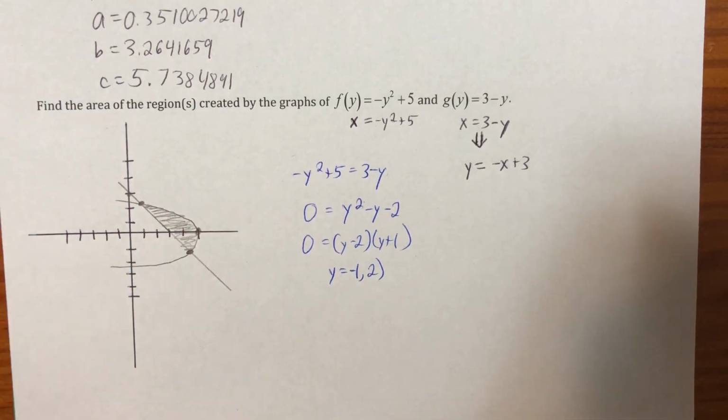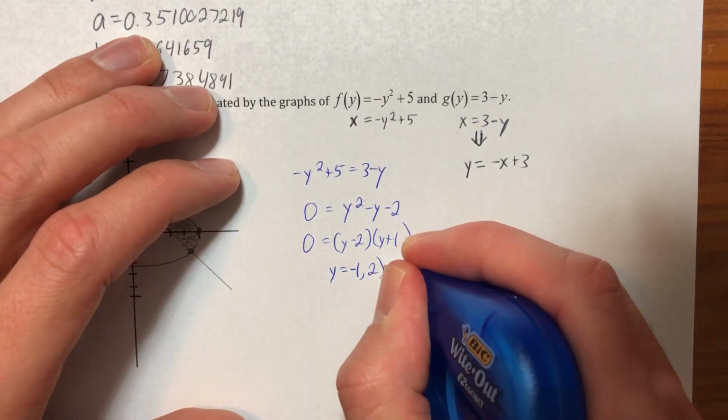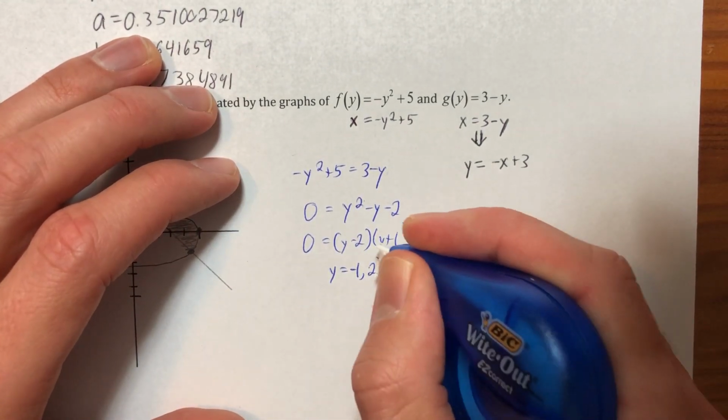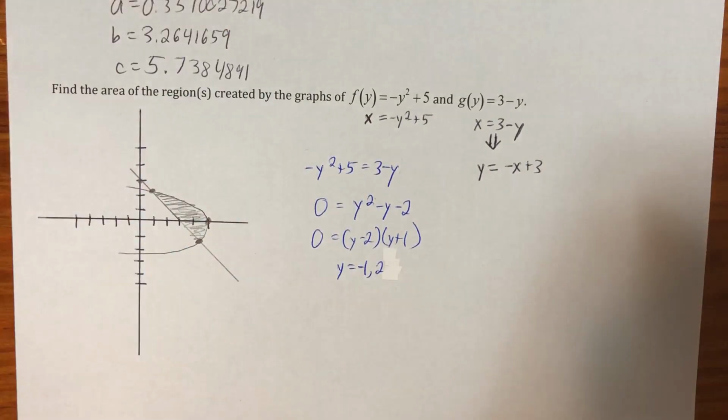Whoops, why did I put a parenthesis there? I don't know. Where's my whiteout? There it is. I found it. There we go. White that out.